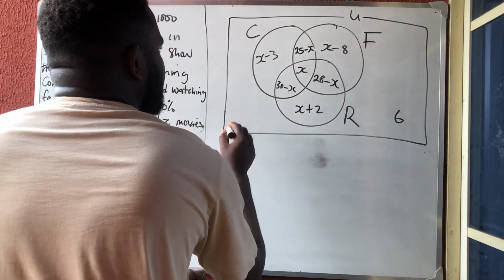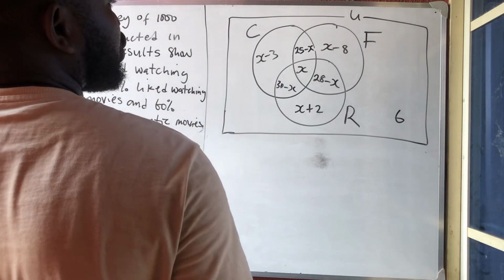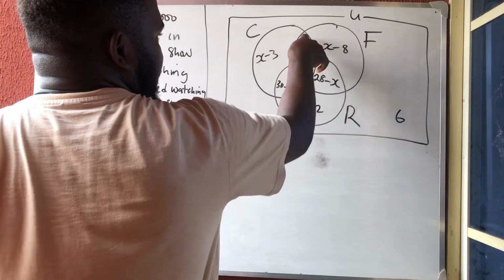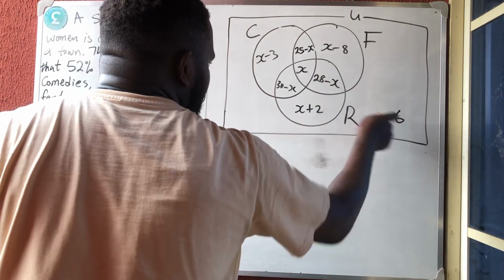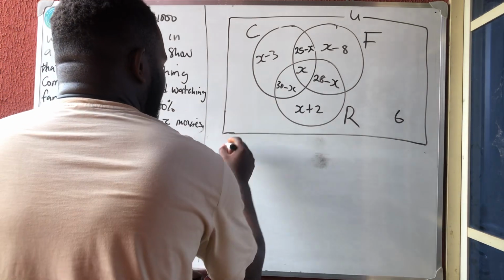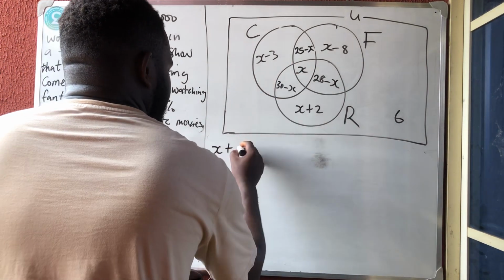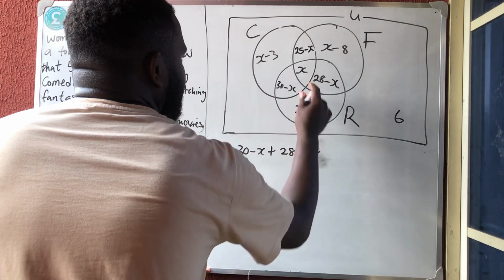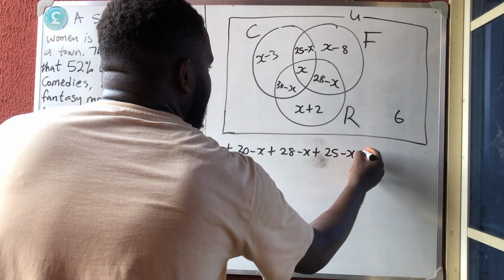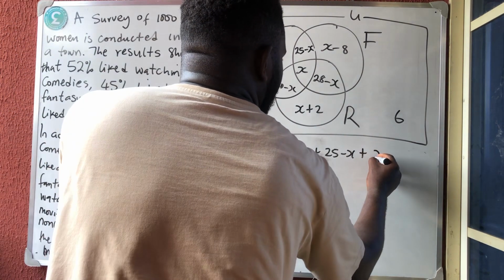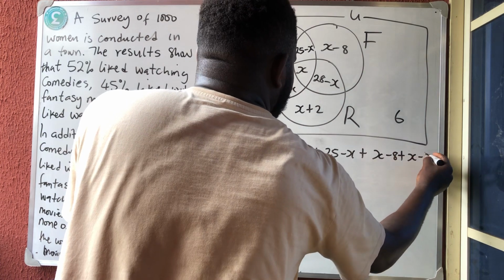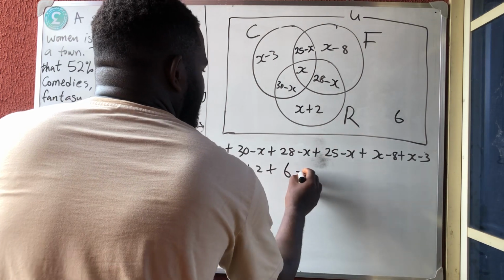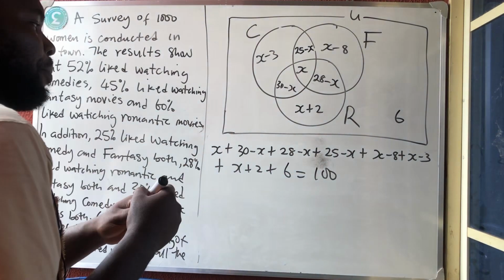To get our x now, we will say everything you are seeing here. Please, for you not to make mistake, you can start from the way you started. This 3 first, plus 2 2, plus 1 1, then plus the 1 outside, so that you will not make mistake. So I'll start with x plus 30 minus x plus 28 minus x plus 25 minus x plus then 1 1, x minus 8 plus x minus 3 plus x plus 2 plus 6 is equal to what? 100, which is the total number of percentage.